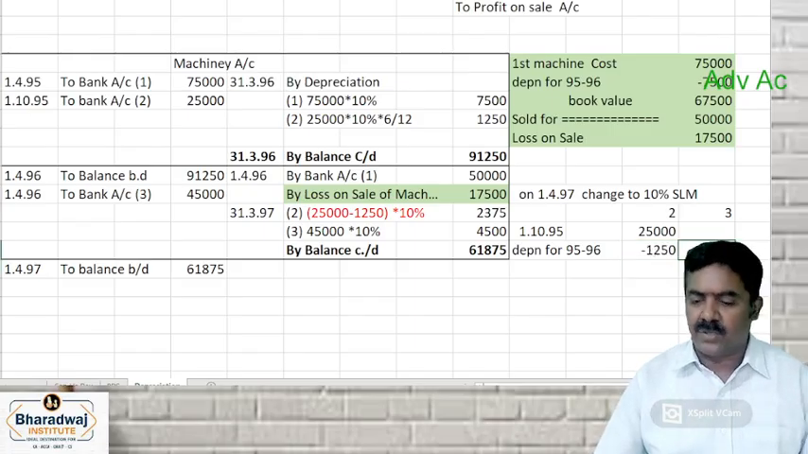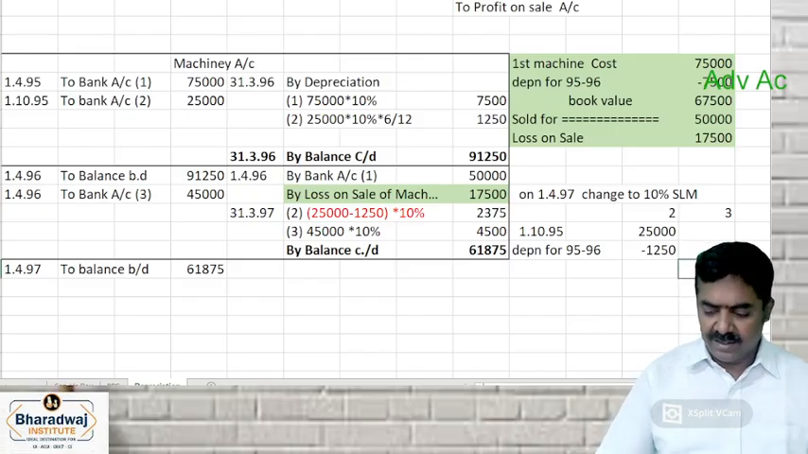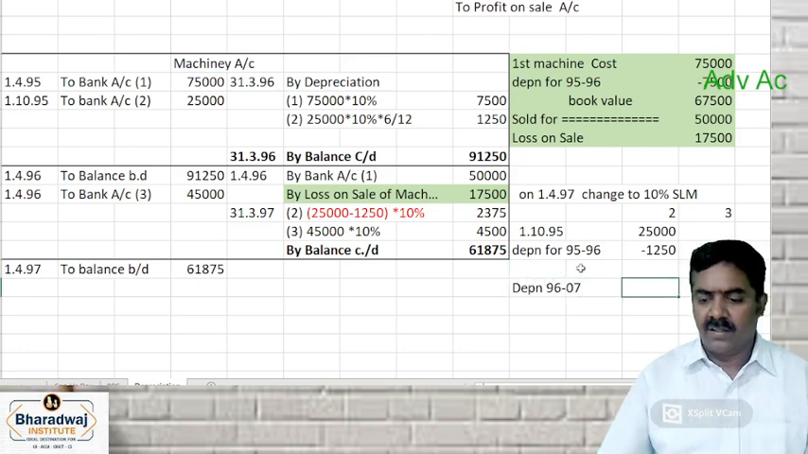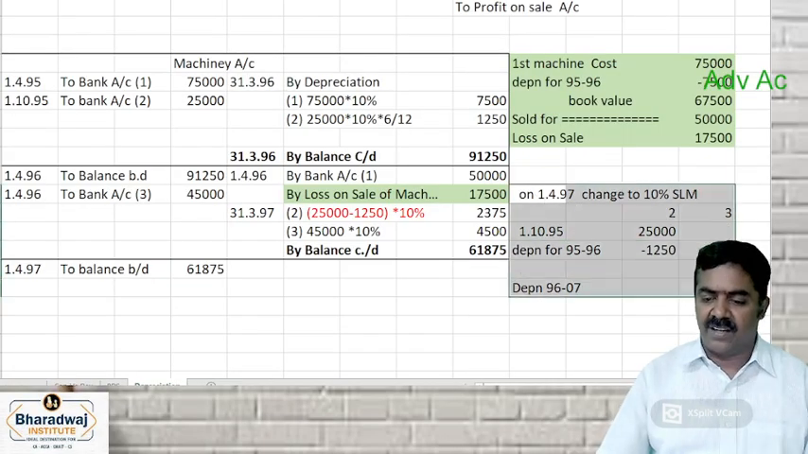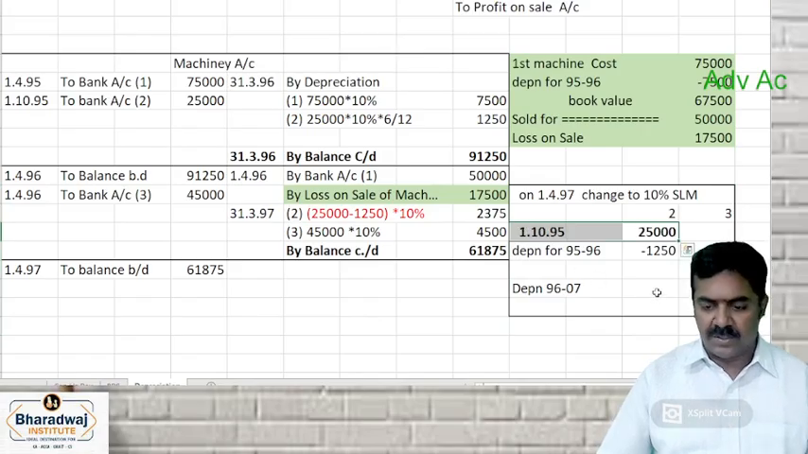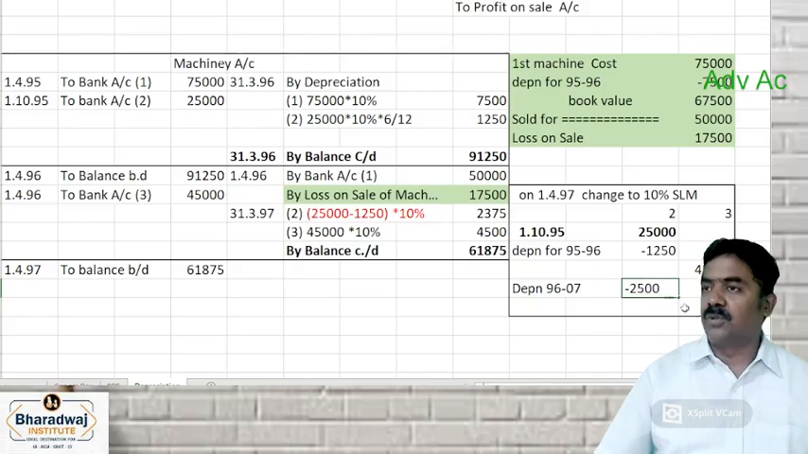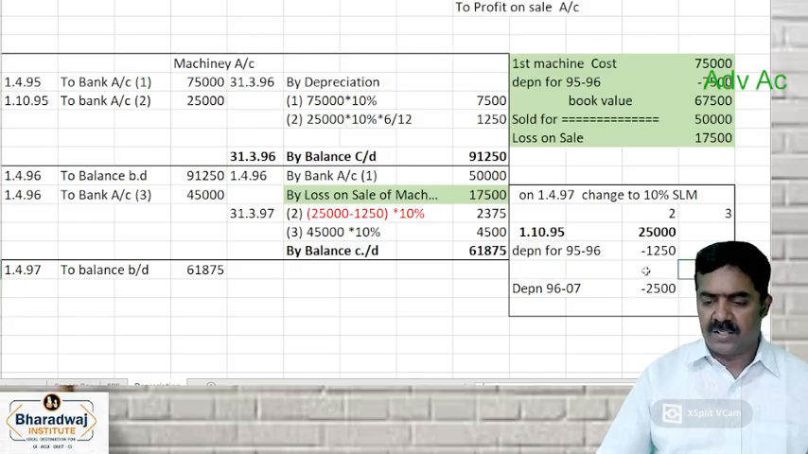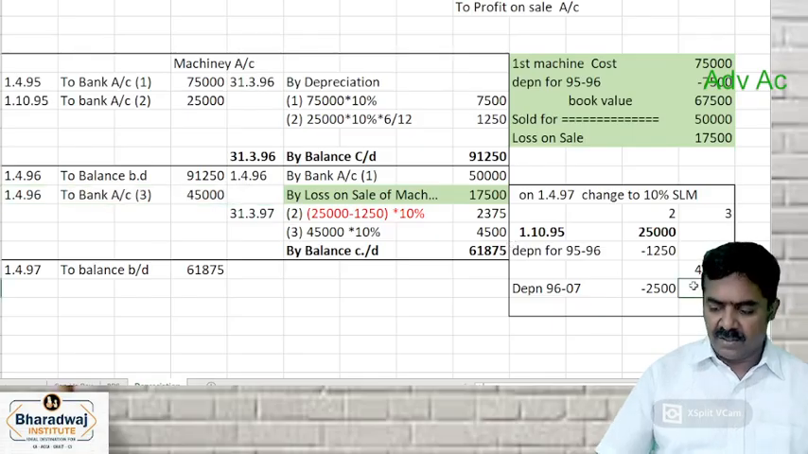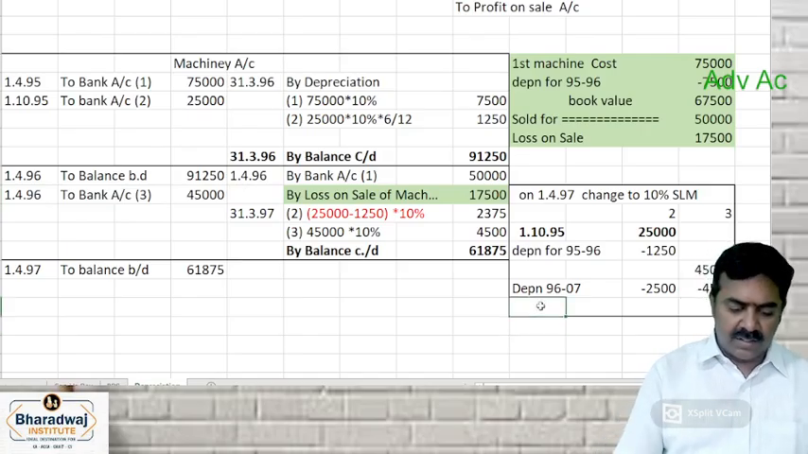The third machine we purchased only in the next year. 45,000. Depreciation for 96/97. We are providing on the cost of the asset, not on the reduced value. On the 25,000, 10%, and over. 2,500. This was purchased on what date? This 45,000 was purchased on what date? 1/4/96 itself. So we will provide a full depreciation of 4,500. Okay. So this is the value as per SLM.